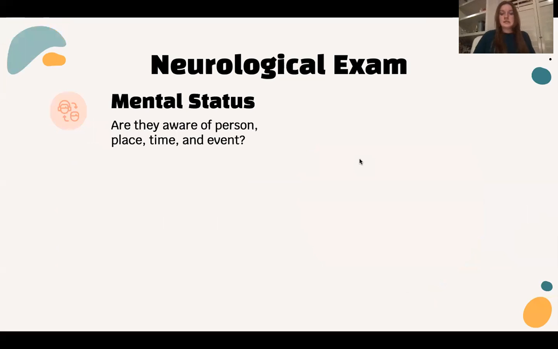For mental status, at the beginning of the exam, the doctor is going to simply converse with the patient in order to gain an understanding of their mental status, or their level of awareness and interaction with the environment. Someone with an intact mental status will be fully aware of person, place, time, and event. The doctor may ask questions like, what is your name? Where are you? What day or month is it? What were you doing before you came to my office?